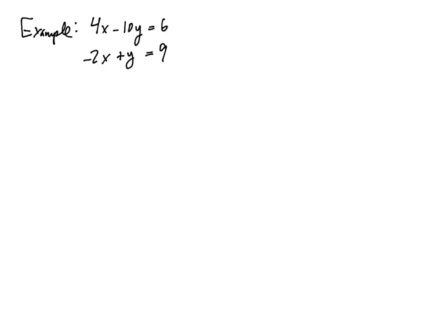In this next example, I'm going to use the substitution method, and kind of on the flip side of when we want to use the elimination method, well, we would use the substitution method if one of the coefficients on any of the variables is equal to 1. And we have right here on y in the second equation a coefficient of 1. So what we're going to do is solve this second equation for y. So if I add 2x to both sides here, we get y is equal to 9 plus 2x.